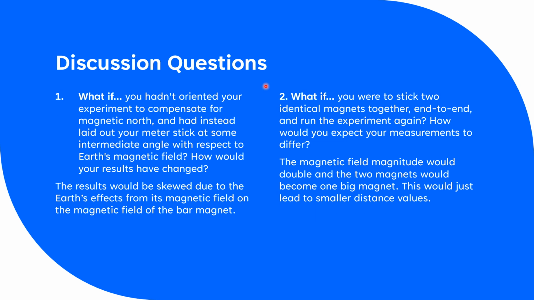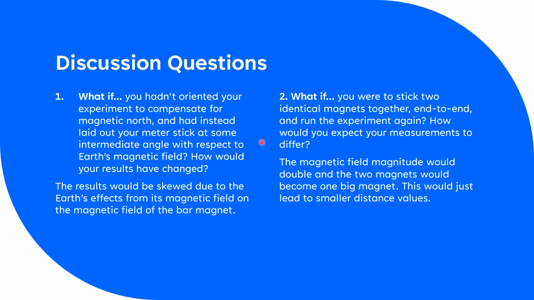And lastly, there are some discussion questions. What if it wasn't oriented for magnetic north and we're at an intermediate angle with respect to Earth's magnetic field? The results would have been skewed due to Earth's effects on the magnetic field of the bar magnet from its own magnetic field.